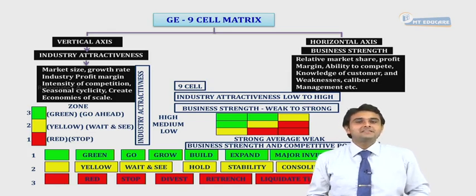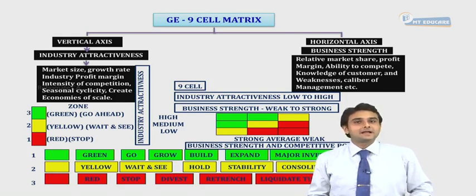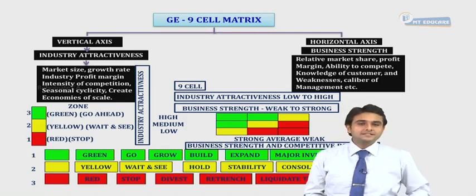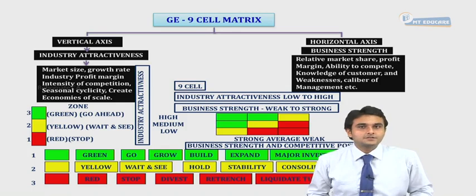Now here, the x-axis simply refers to the business strength and the y-axis refers to the industry attractiveness. So my business strength should be strong, that is obviously favorable, a desirable situation, and my industry attractiveness should be high, that is the industry in which I am functioning or the product is functioning. So the BCG matrix and the GE matrix are in a way connected in this way.